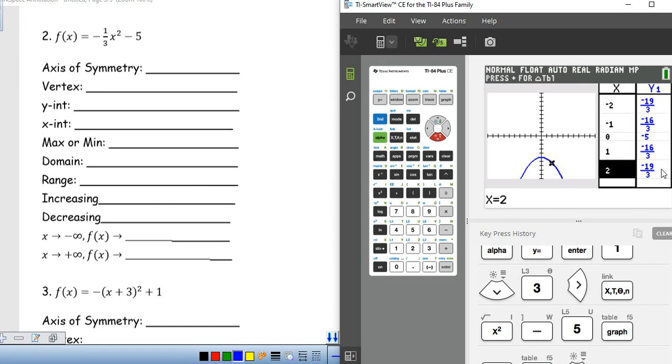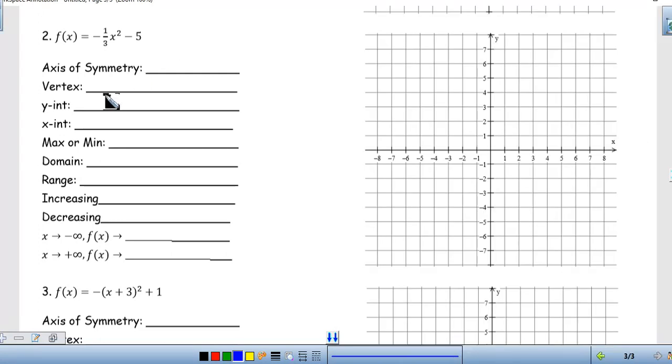Now, when you look over here at the table, what's really neat about this is you can see this pattern occurring. These pairs, -16/3, -16/3, -19/3, -19/3. These are the pairs of points that are the mirror image points on each side of the parabola. Notice the only one that doesn't have a pair, 0, -5. So this is indeed my vertex. We'll go ahead and write that down.